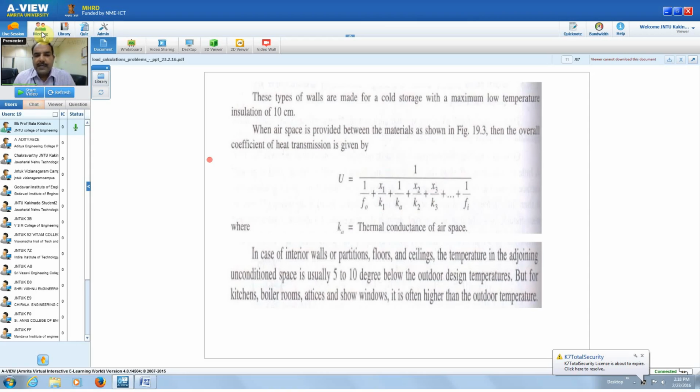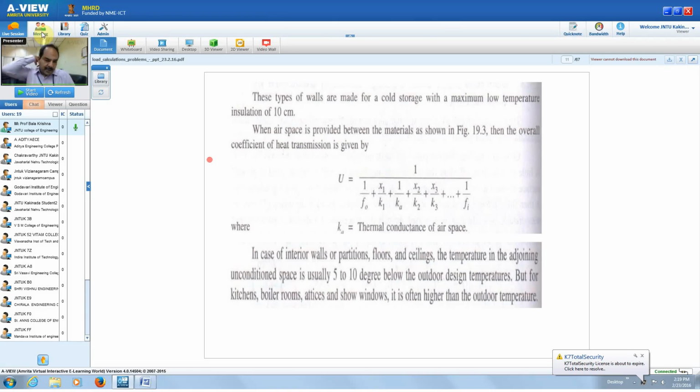In the case of interior walls or partitions, floors and ceilings, the temperature in the adjoining unconditioned space is usually 5 to 10 degrees below the outdoor design temperature. But for kitchens, boiler rooms, attics, doors and windows, it is often higher than the outdoor temperature.